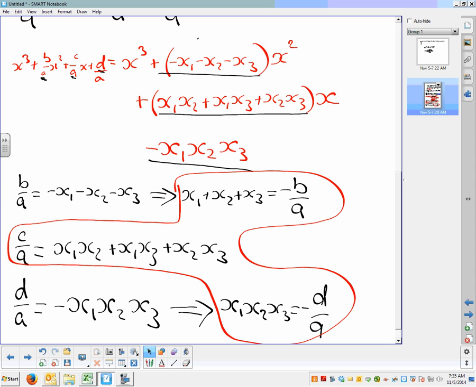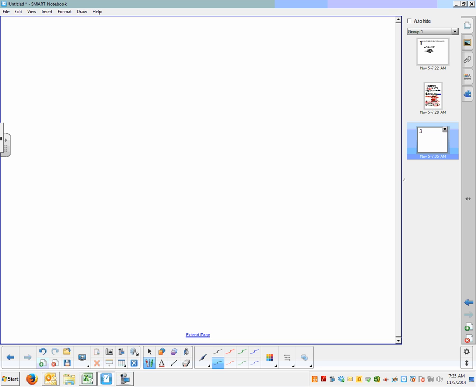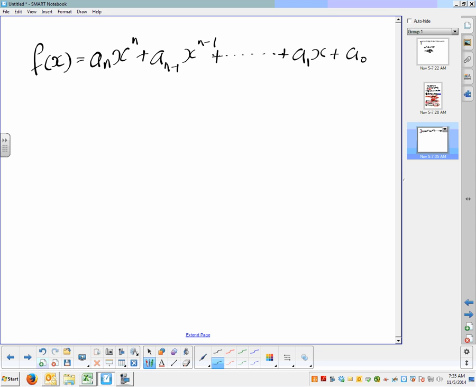So, I'm not going to prove that. Proof is in the textbook, if you're really interested. But if I've got a polynomial, f of x, of order n, written like that, then we can make a statement about its roots.